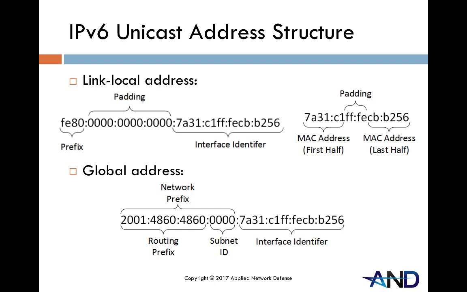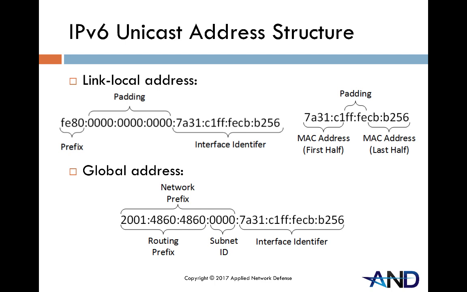The important thing to understand about the global routing prefix is that it's uniquely assigned to organizations by the Internet Assigned Numbers Authority, IANA, and it's used to uniquely identify that organization's IP space. Before, entire groups of global IP addresses were assigned to organizations by IANA. With IPv6 unicast addresses, just the specific routing prefix is assigned. So it's not the entire address, it's just that routing prefix, which is part of the global network prefix.